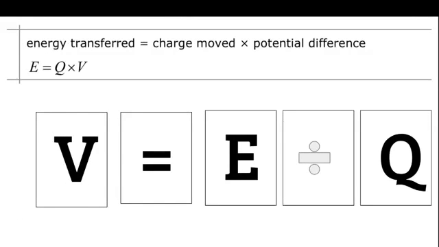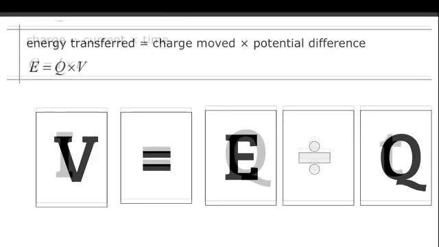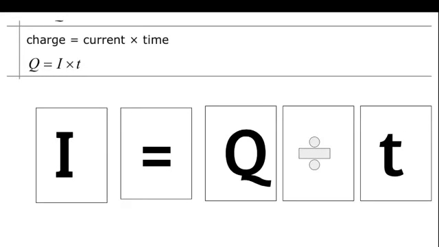Now this is where Appendix 2 winds me up, because for me this equation should be voltage is energy divided by charge, because voltage, or potential difference, is the energy per unit of charge. And it's the same wind up with this one, because current is the rate of flow of charge. So current is the charge divided by the time.